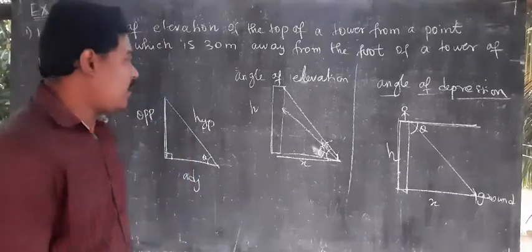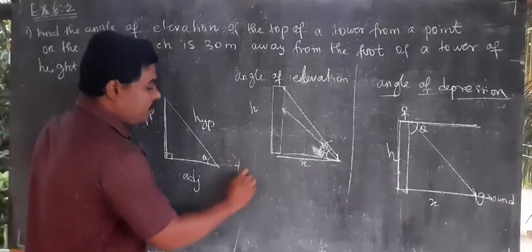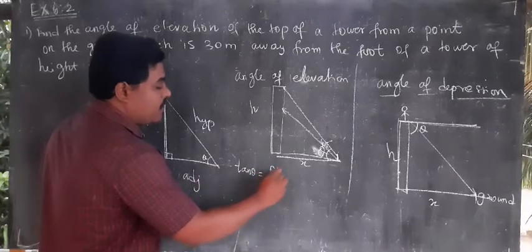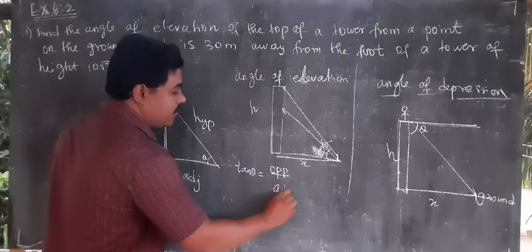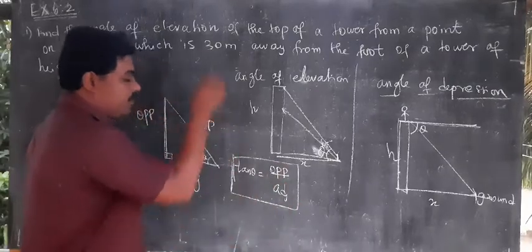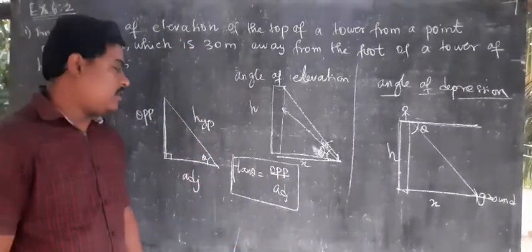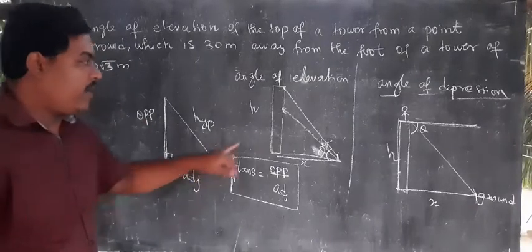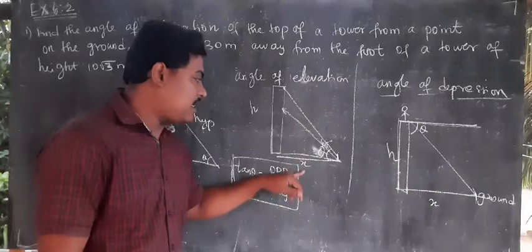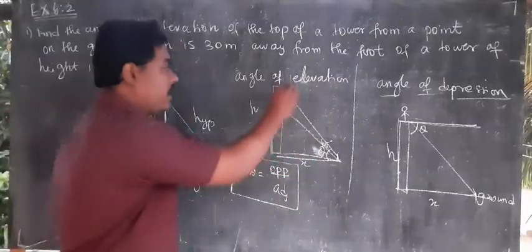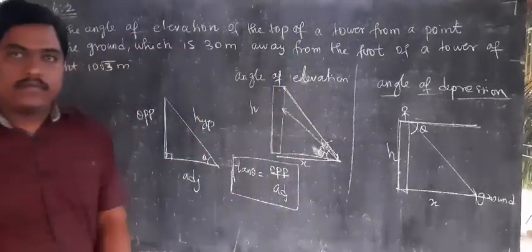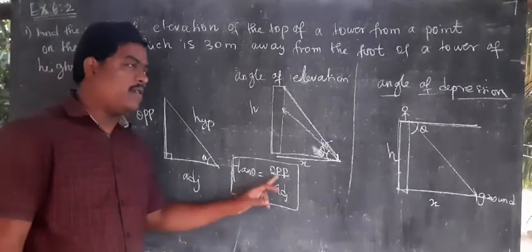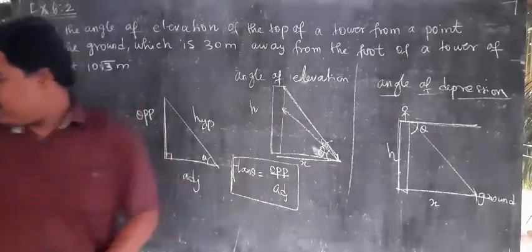Right? So for tan theta, the formula is what? Opposite by adjacent. Because here we are finding the height, distance or angle only. No need to find the hypotenuse. Right? So we are using only the formula tan theta equal to opposite by adjacent. Clear?